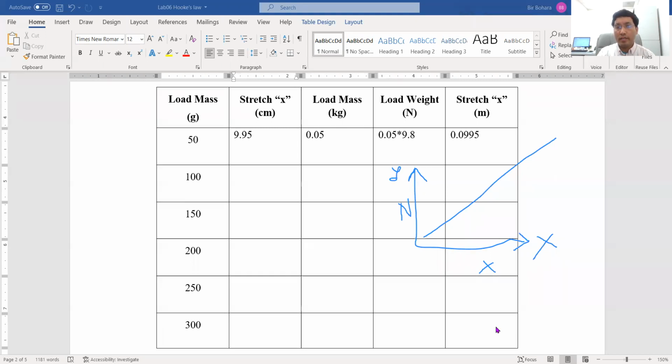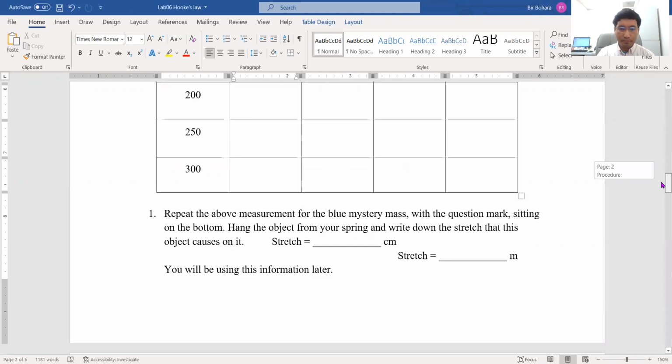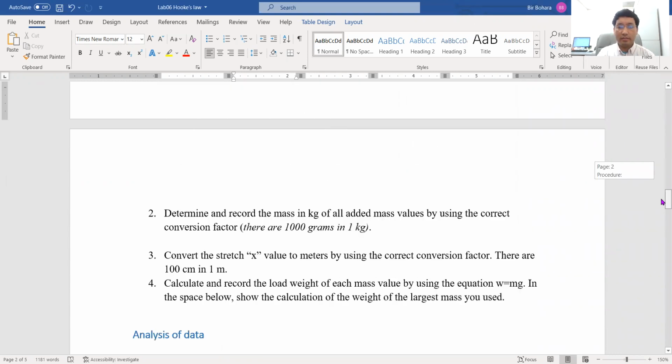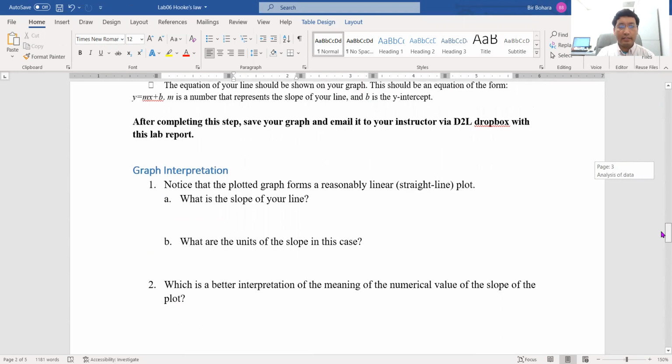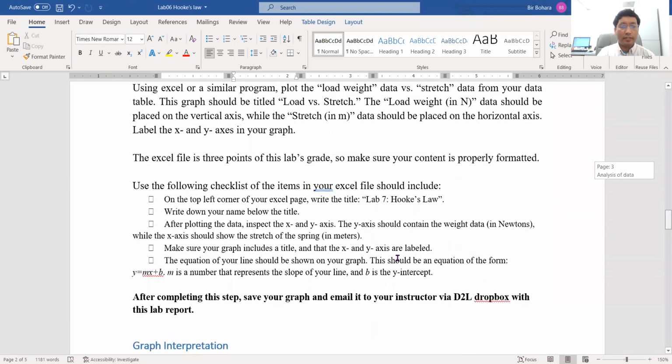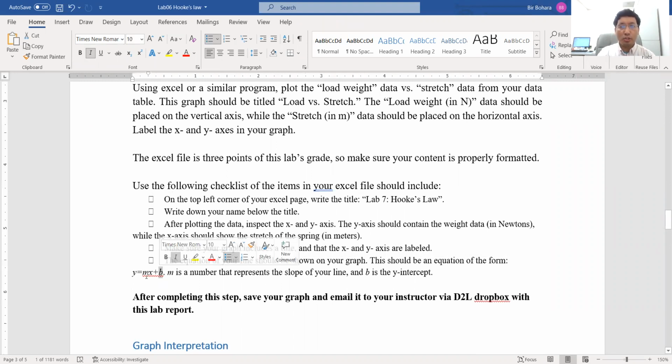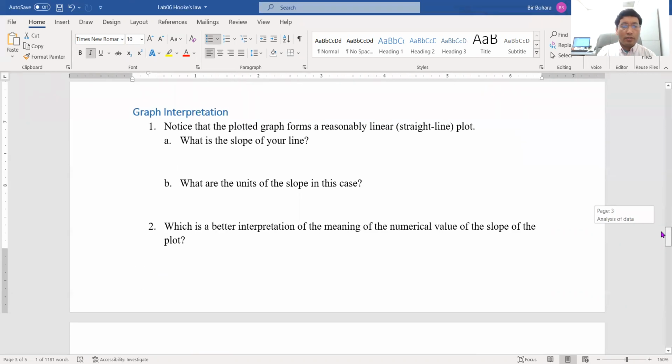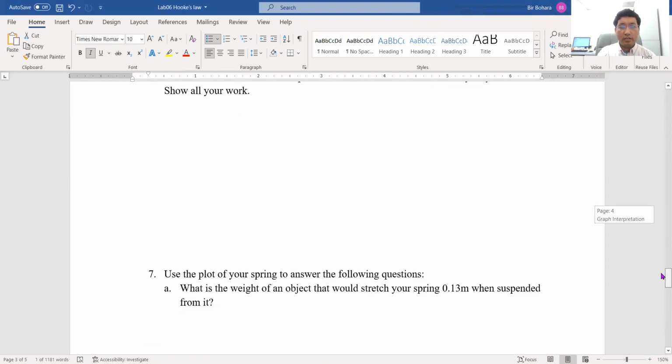Okay, so after doing that, you can answer several other questions given here. I think you will be able to look at the equation right here. Y equal to mx plus b. Okay, then what is b? B is the intercept, and m is the slope of the line that we obtained when we plot F and x. Okay, so read all these questions and answer all these questions.